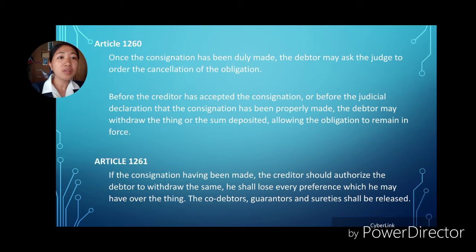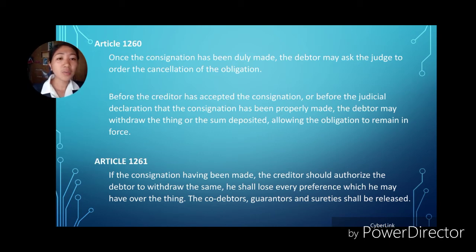Once the consignation has been duly made, the debtor may ask the judge to order the cancellation of the obligation before the creditor has accepted the consignation or before the judicial declaration that the consignation has been properly made. The debtor may withdraw the thing or the sum deposited, allowing the obligation to remain in force.